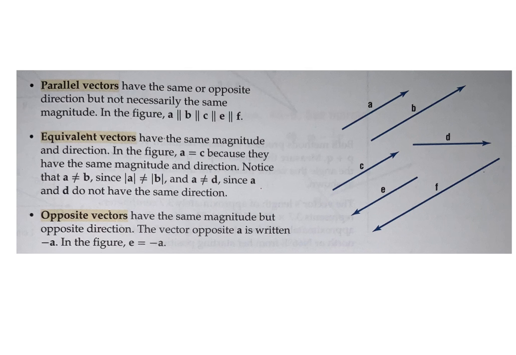Opposite vectors have the same magnitude but opposite direction. Opposite is written with a negative sign in front of it, which means opposite in every way, right? So here, A is opposite to E. And you can see that being the case, opposite direction, all right? While the angle of the direction is the same, they're parallel. They're going different directions, opposite directions.